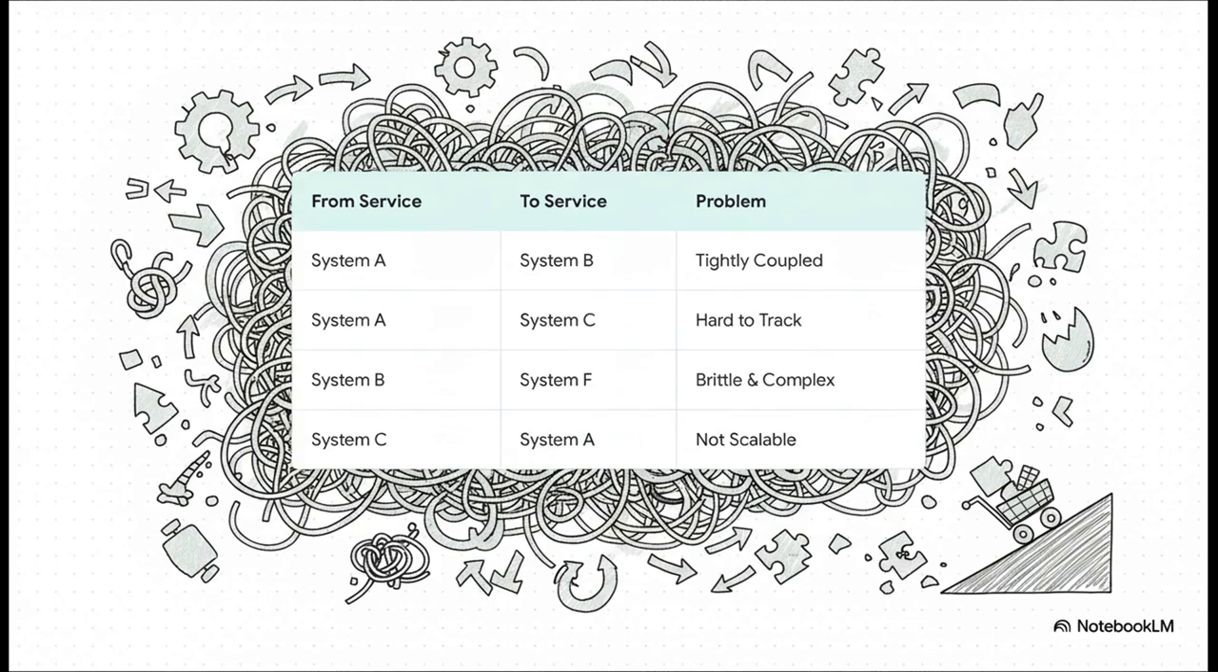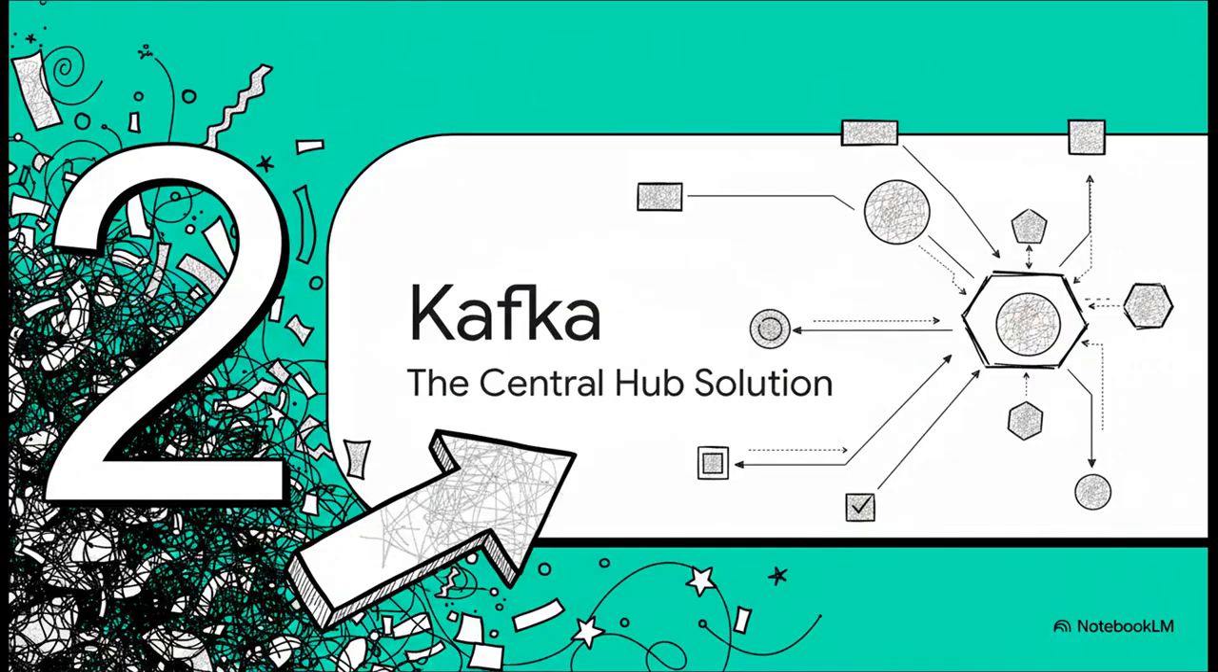Yeah, there's a name for this mess. Developers call it spaghetti architecture, and for good reason. All these systems are so tightly tangled up, they're tightly coupled, which means if you change one little thing over here, something completely unrelated might just break over there. It's an absolute headache to track, it's super fragile, and forget about trying to scale it. No way.